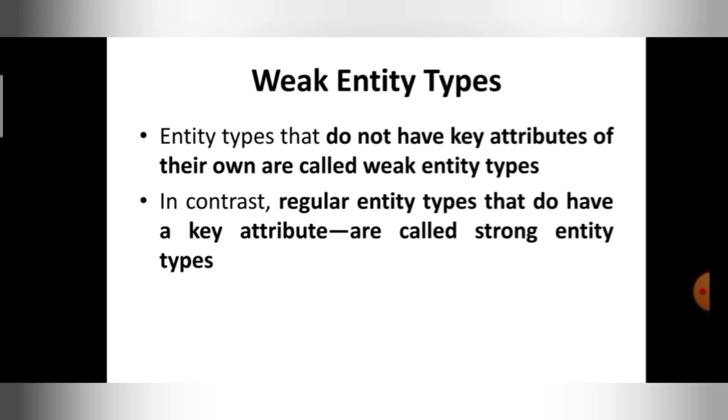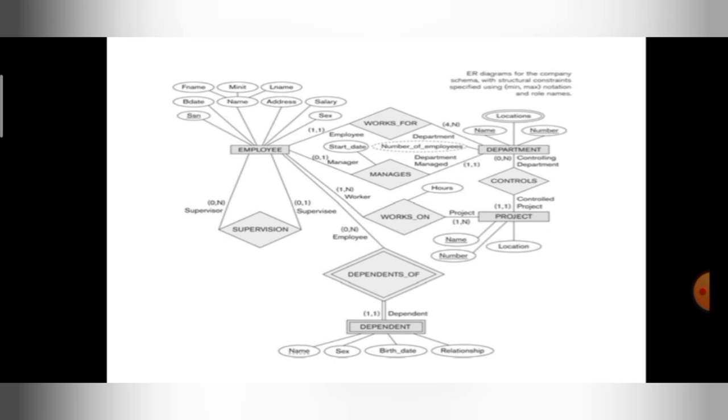Next, weak entity types. It is very simple. Weak entity types are entity types that don't have key attributes of their own. Regular entity types, that is strong entities, have key attributes of their own. Now, for example, see this diagram. Here, the dependent, the relative of an employee, is a weak entity. Dependent is a weak entity.